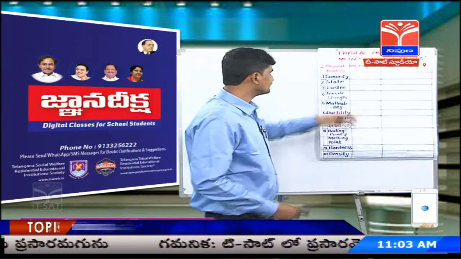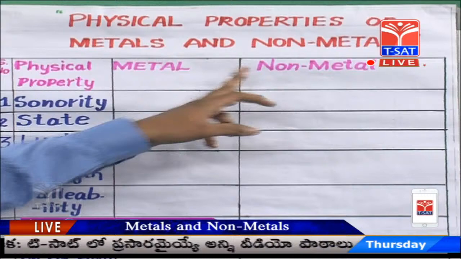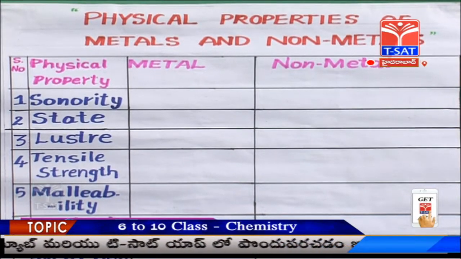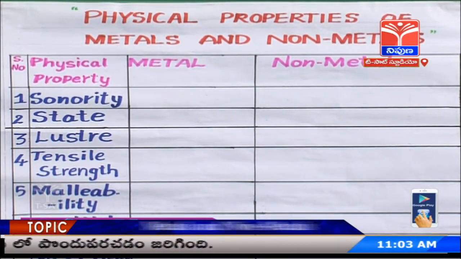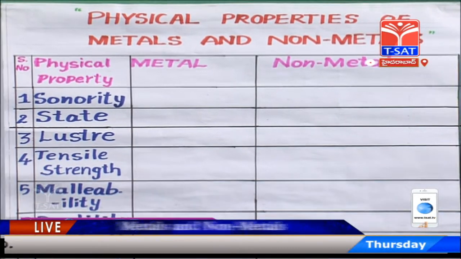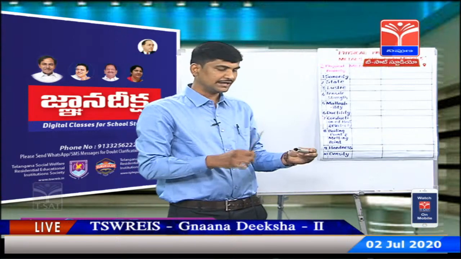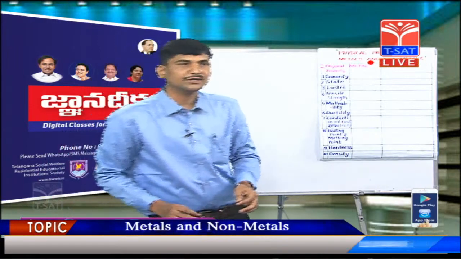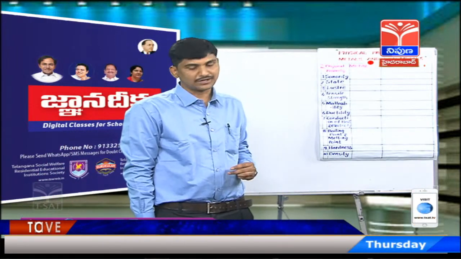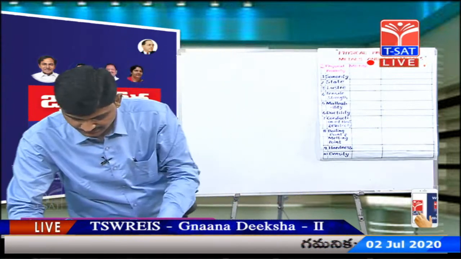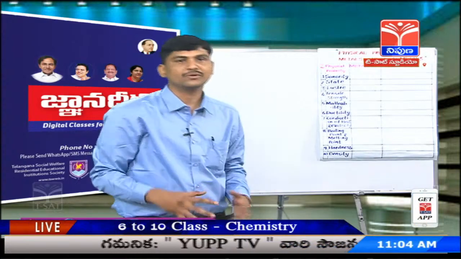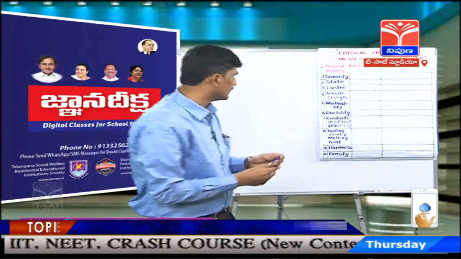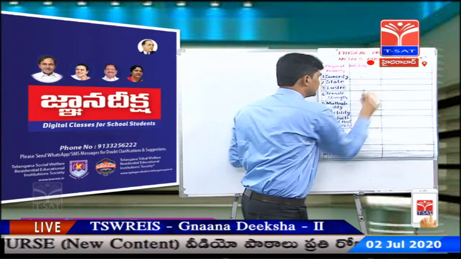So, here children, some physical properties of metals and non-metals are given in the chart. The first property is sonority. Whenever we strike a hard surface with a metal, it gives a ringing sound like this, which is called sonority. And what about non-metals? Non-metals won't give any ringing sound. The example is coal, it's dropped here. So, that is the sonority property which metals have and non-metals do not have.